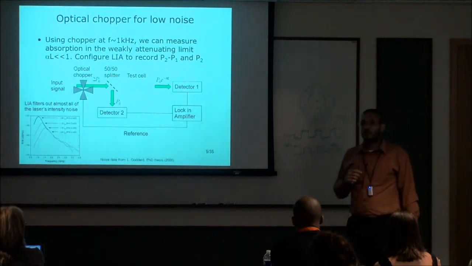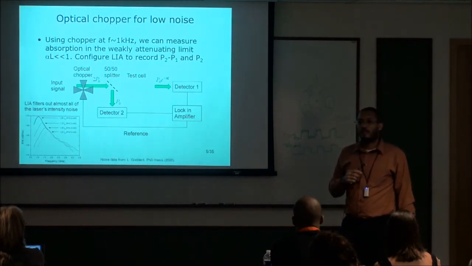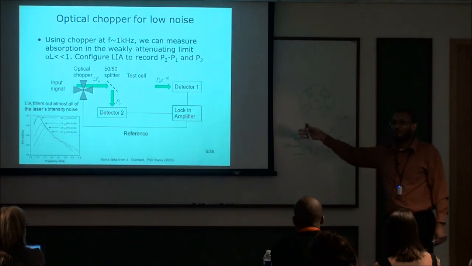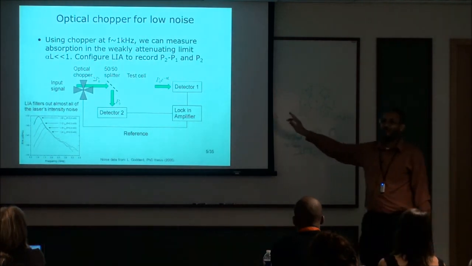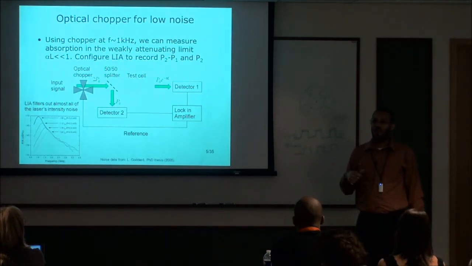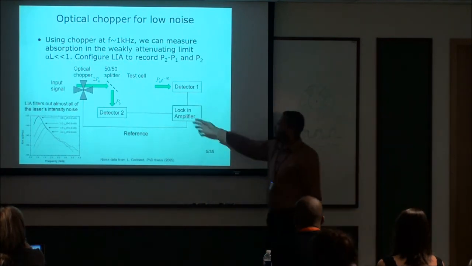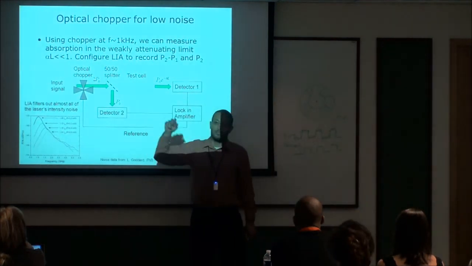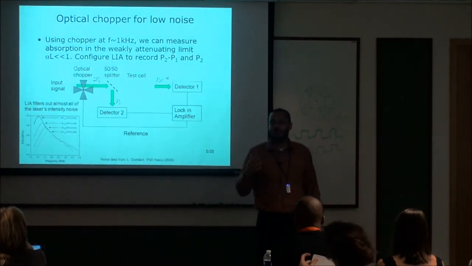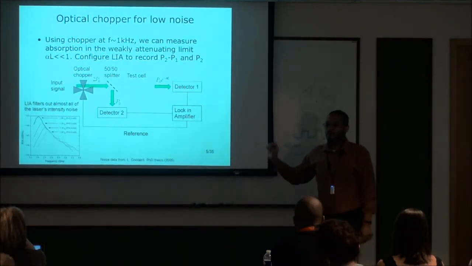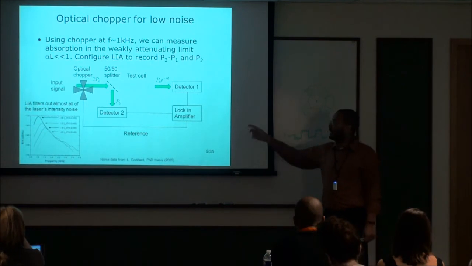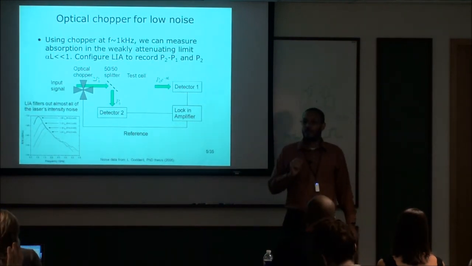Why can you only measure weakly attenuating samples? Well, if you have a strongly attenuating sample, you don't need to do as many of these tricks. If your signal is alpha L much bigger than 1, then this is going to be significantly different than that, and it'll be very easy to make the measurement. The ratio will be very far away from 1. But if they're very close, like it's weakly attenuating, then you have to do a lot more tricks.